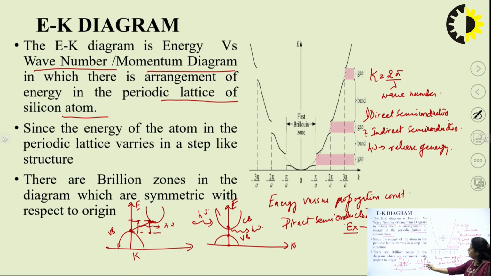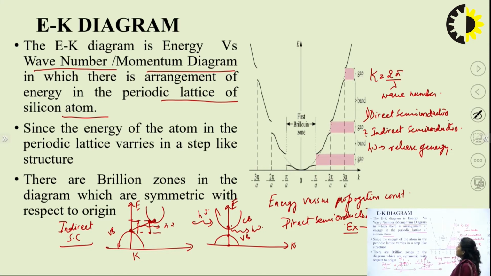So electrons will move from here to this place with the same value of K, and it does not require any extra energy. But in the case of indirect band gap semiconductors like this one, we require some extra energy to make the electron transition from the conduction band to the valence band.